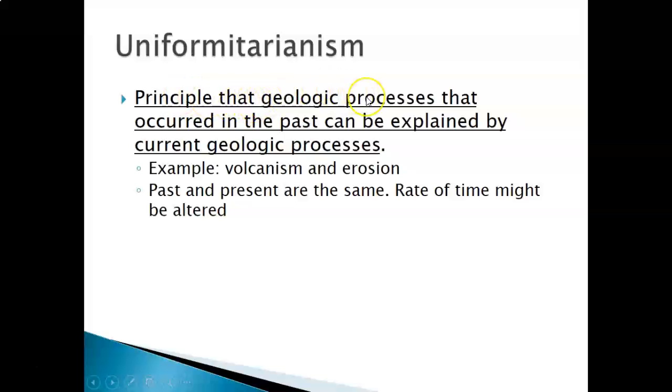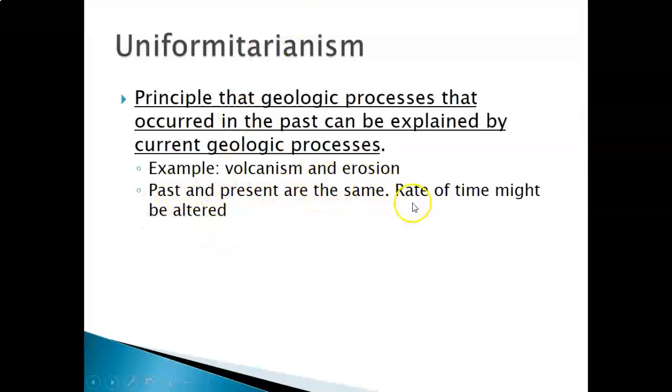The principle that geologic processes that occur in the past can be explained by current geological processes, meaning that volcano eruptions that happen today are possibly pretty similar to ones that happened 4,000 years ago or 4 million years ago, or whatever it may be. Erosional processes of glaciers are probably the same as they were in the Ice Age.